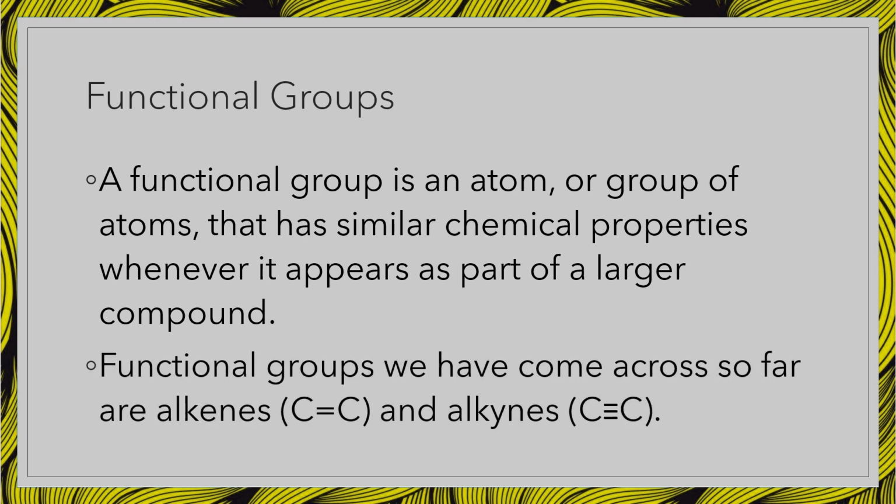Functional groups we've come across so far are the alkenes and the alkynes. Both of these react in specific ways. Okay, so that's the same chemical property. So whenever we see a double bond, it's going to react with bromine water, for instance. Okay, and it will brominate a double bond or a triple bond. And so that's how we get those particular things.